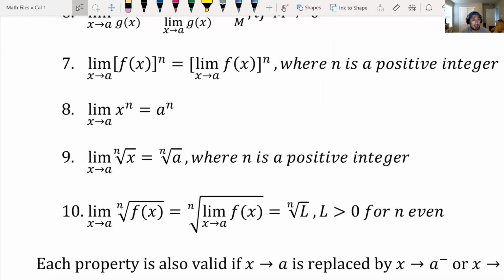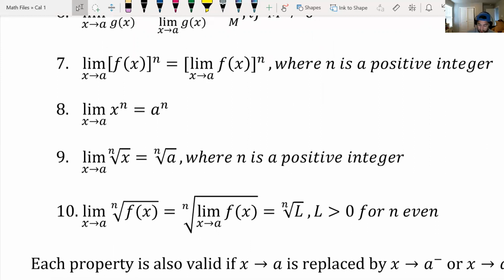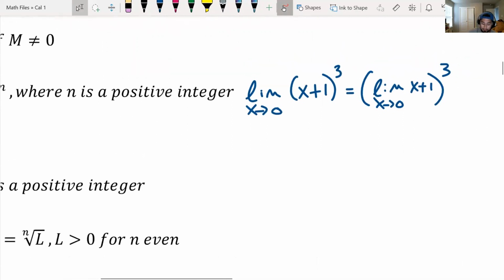Number 10 is just like number 7. The limit as x approaches a of the nth root of f of x means you can apply the limit inside that radical. So you get the nth root of the limit of f of x. All right, sure. Example for that one.